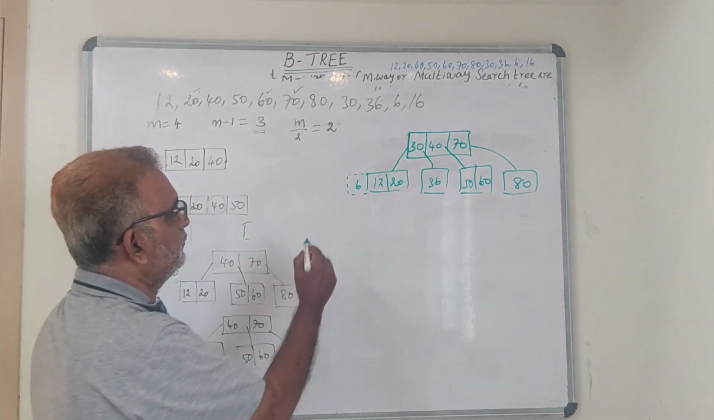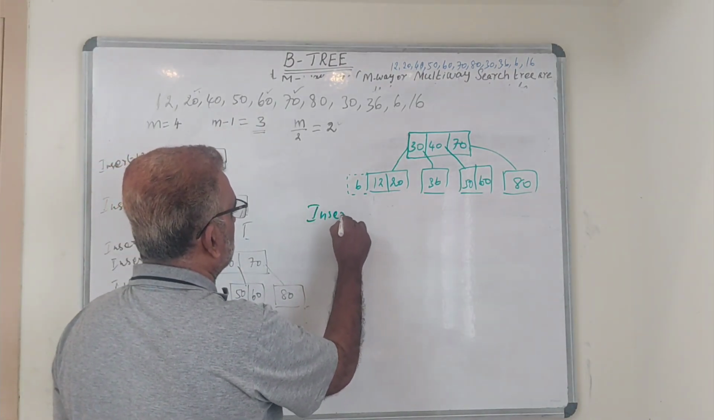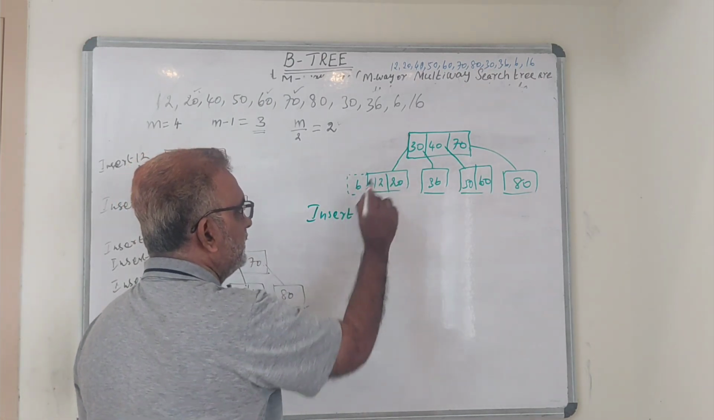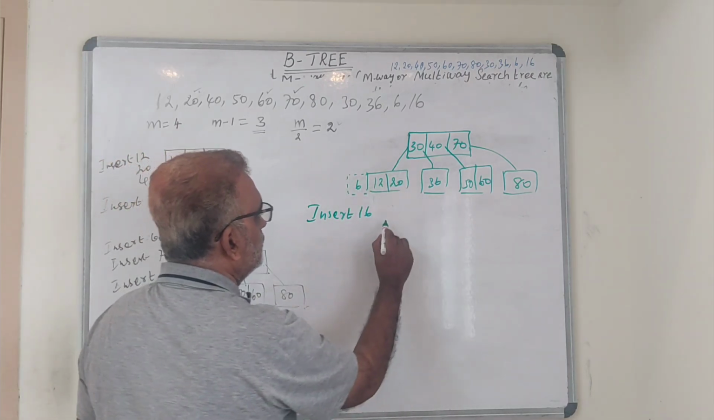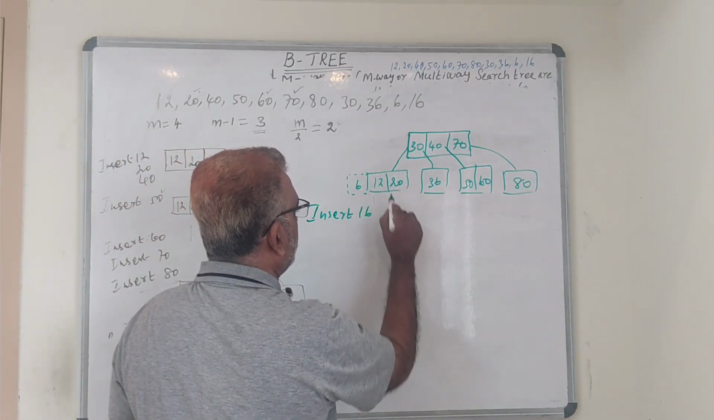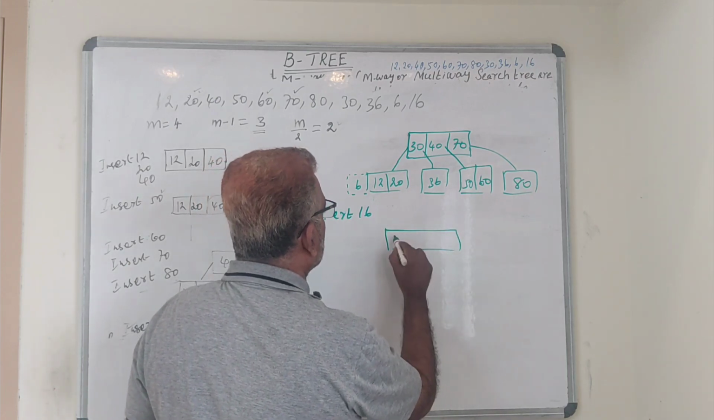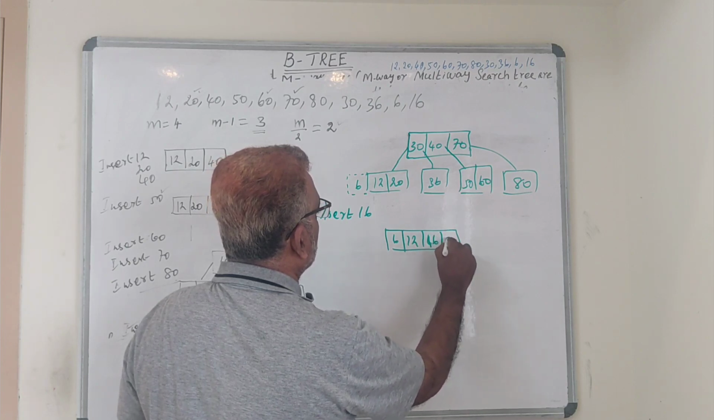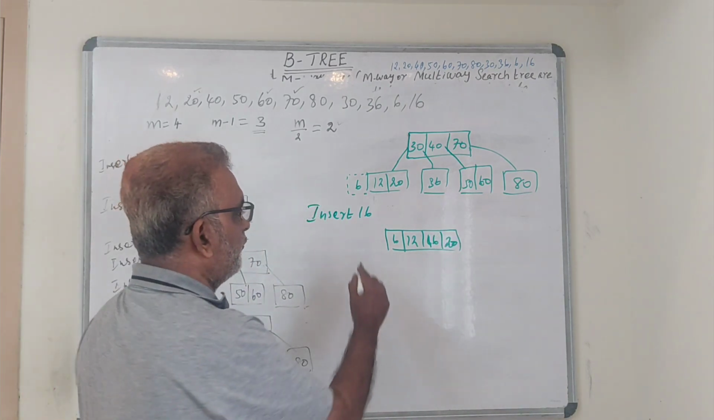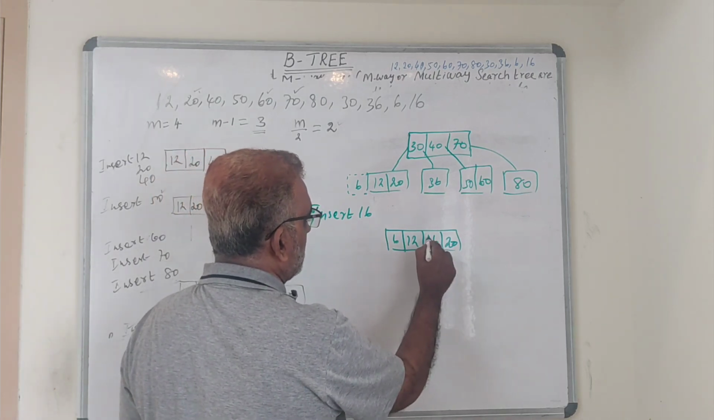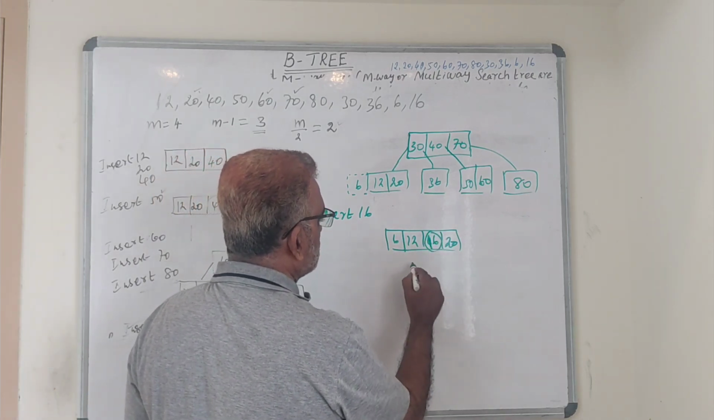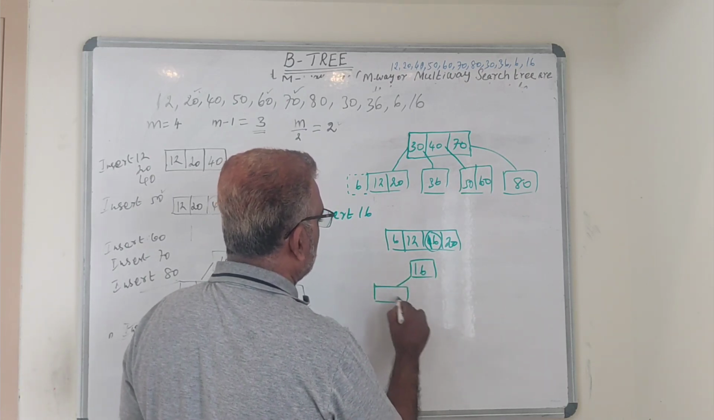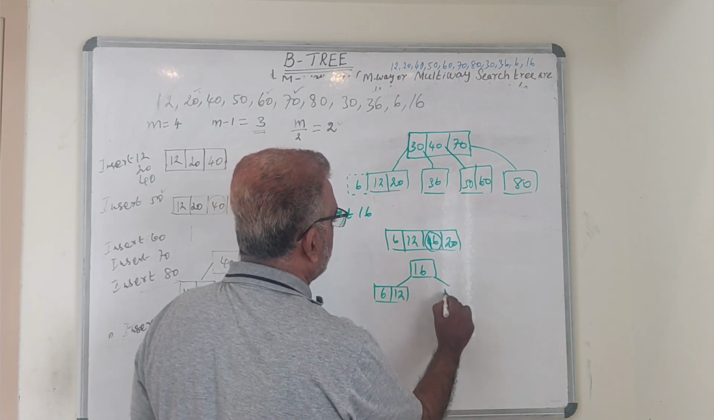The last value which we are going to insert is 16. So 16 can be inserted only in this node. Already we have 3 nodes. If you insert 16, it will be inserted here. So totally there are 4 keys available. So you have to find out the median. So 16 is the median. On the left side you will get 6 and 12, on the right side you will get 20.